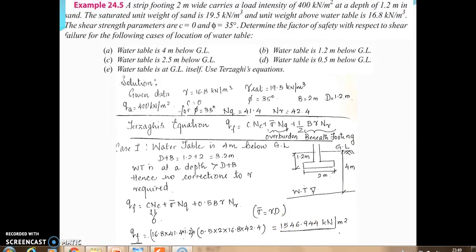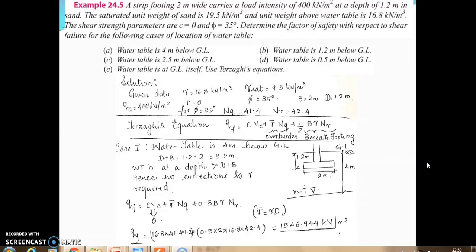A strip footing 2 meter wide carries a load intensity of 400 kN per square meter at a depth of 1.2 meters in sand. It's very clearly mentioned what type of sand it is. Saturated unit weight is 19.5 kN per meter cube. Unit weight above the water table is 16.8 kN per meter cube. Shear strength parameter c is equal to 0, phi is equal to 35 degrees.